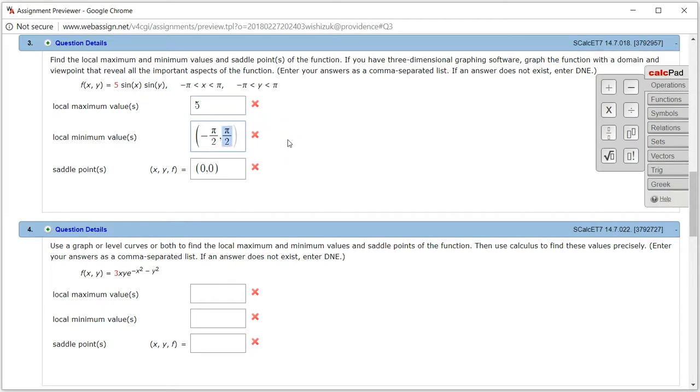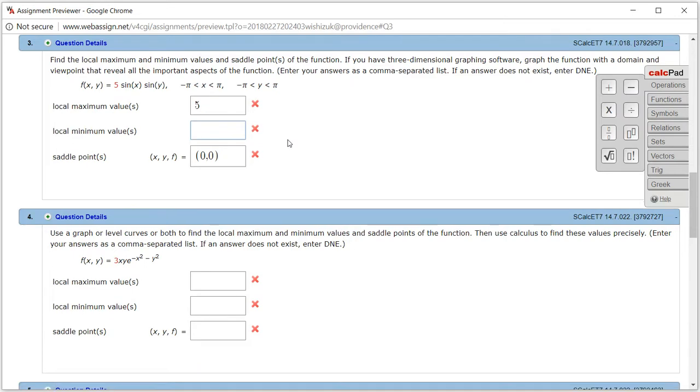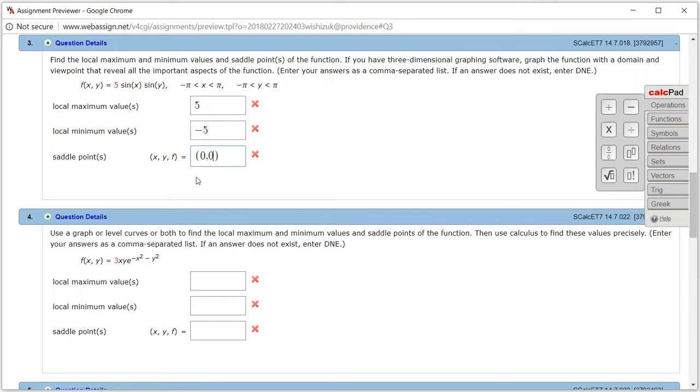So we have negative 5. Then for the saddle points, I put the x value and y value, but we'll have to put the f value. So we plug in 0 and 0, so it's going to be actually 0 again. So it's 0, 0, 0.